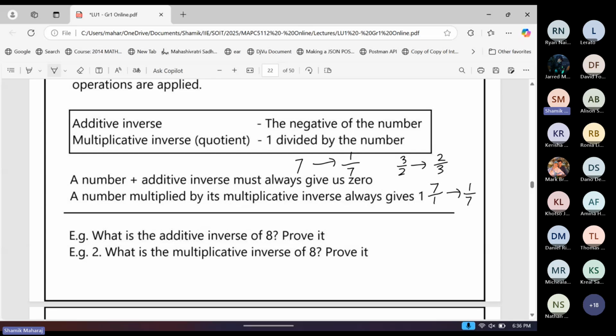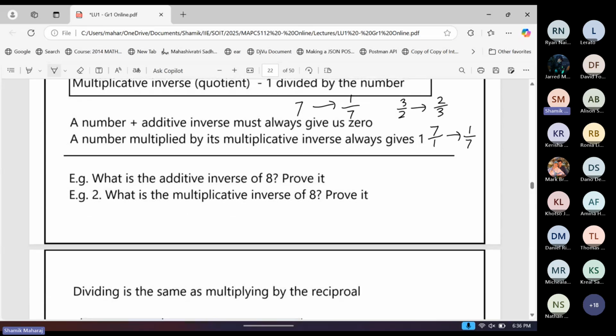Okay, 2 examples at the bottom. Example 1: what's the additive inverse of 8? It's minus 8. Prove it. How do you prove it? We need to know how to prove that. So to prove that, you take the original number, you add it to its additive inverse. 8 plus minus 8 is the same as 8 minus 8, and you get 0 as an output. If you get 0 as an output, that's how you prove it. That's the thing proven, right?